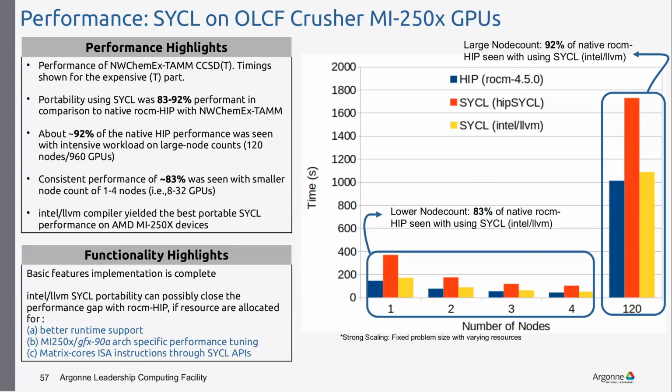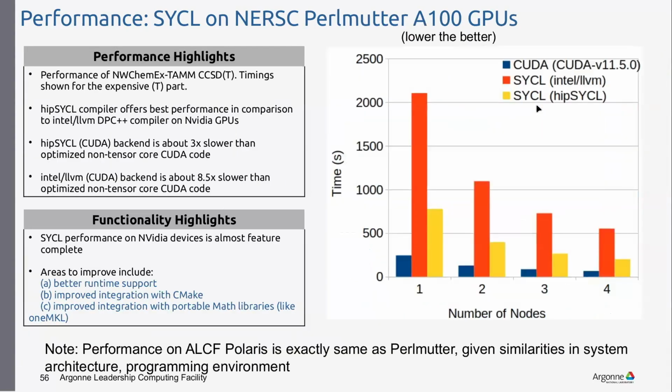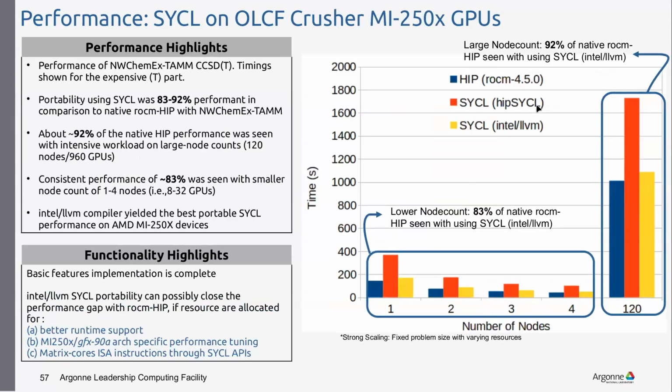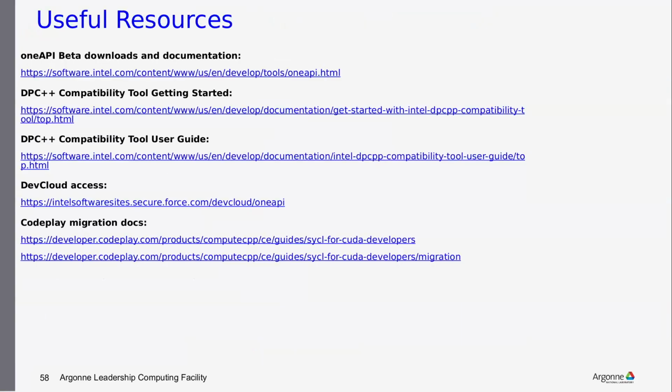This is from the ALCF Frontier again. This is again quite old data. We have run it on 120 nodes. We just show you how the differences look. Here on the CUDA side, HIP-SYCL is fastest. On the AMD side, Intel LLVM is fastest. So there are subtle differences when you run SYCL on other hardware platforms.